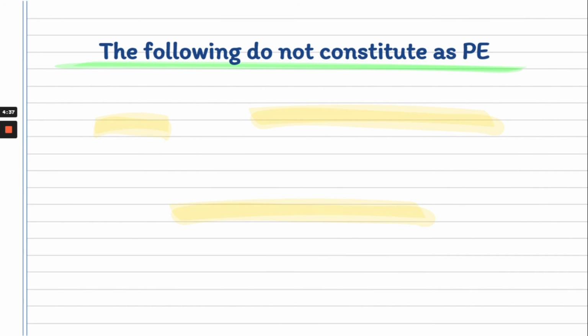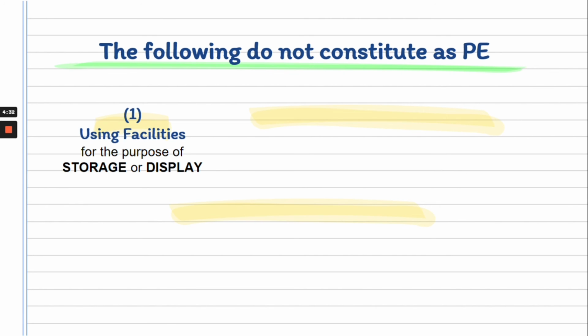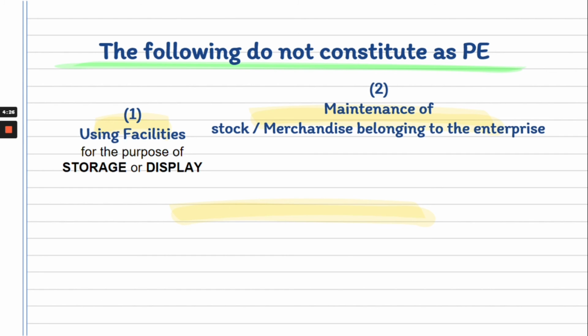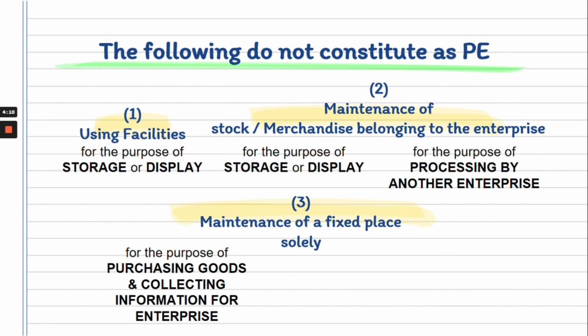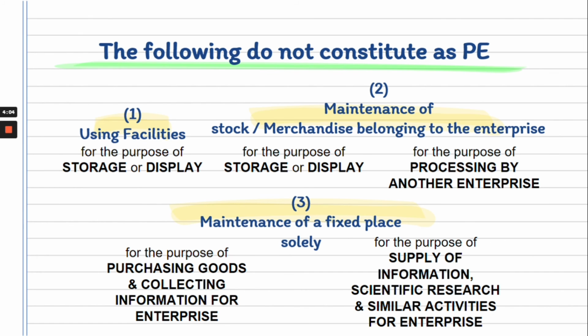The following do not constitute a permanent establishment. First is using facilities for the purpose of storage or display. Second, maintenance of stock or merchandise belonging to the enterprise for the purpose of storage or display and for the purpose of processing by another enterprise. Third, maintenance of a fixed place solely for the purpose of purchasing goods and collecting information for the enterprise, and for the purpose of supply of information, scientific research, and similar activities for the enterprise.